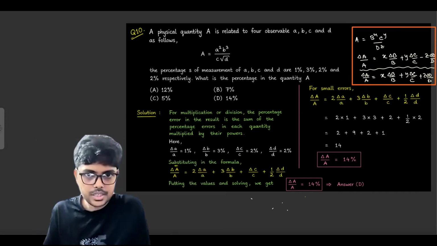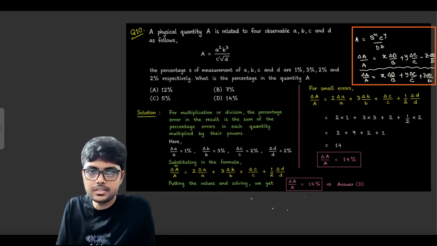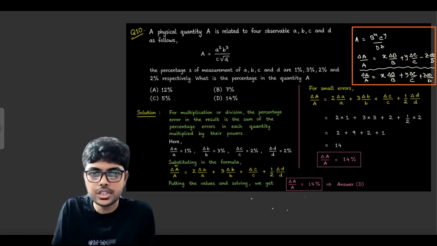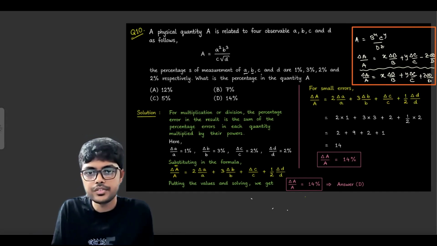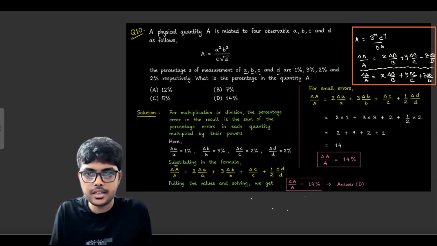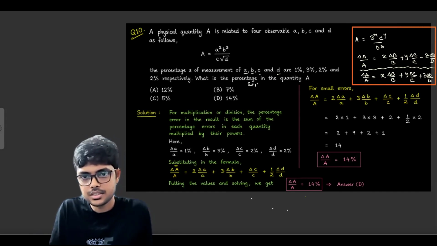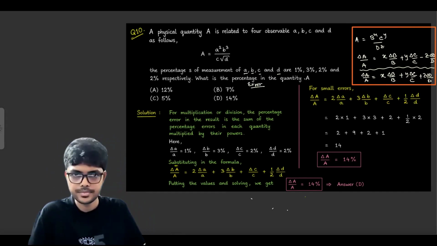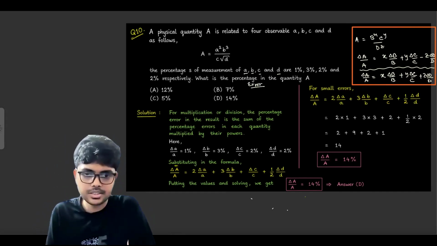All right. Having said that, here the equation is given. A is a square b cube c root d. The percentage measurement errors of A, B, C, and D are 1%, 3%, 2%, and 2% respectively. What is the percentage error in the quantity? That is the question. All right. Now how do we calculate it?